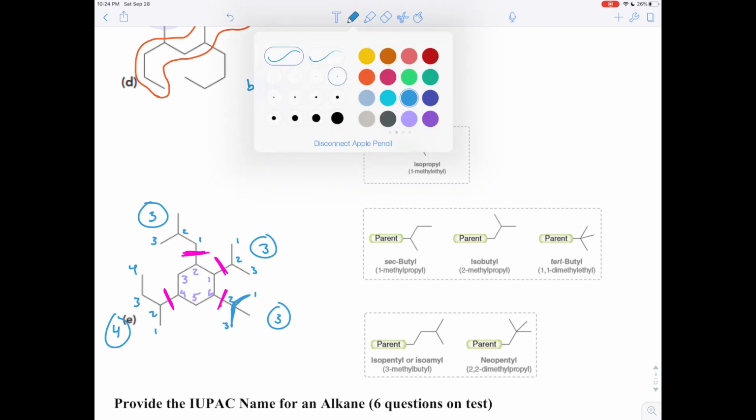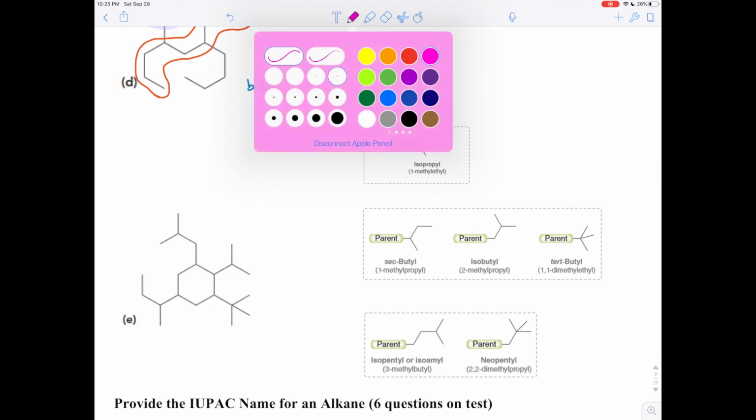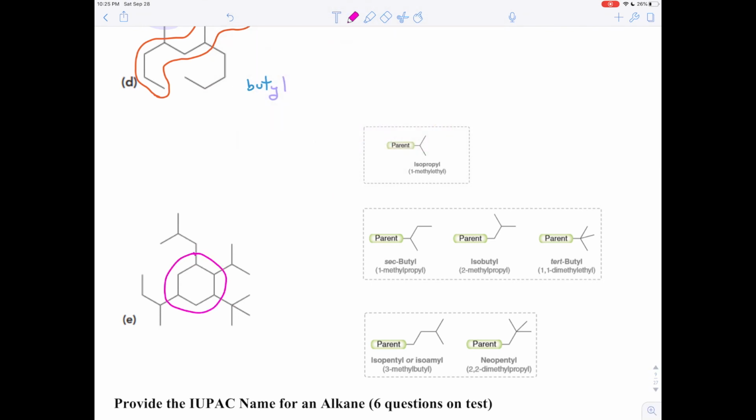So the ring has 6 carbons. The longest straight chain you can find outside of the ring only has 4, and so that means the ring is the backbone. So all the rest of these are going to be branches. So I'm going to circle the ring in pink. That's our backbone. Now let's think about each of these branches.